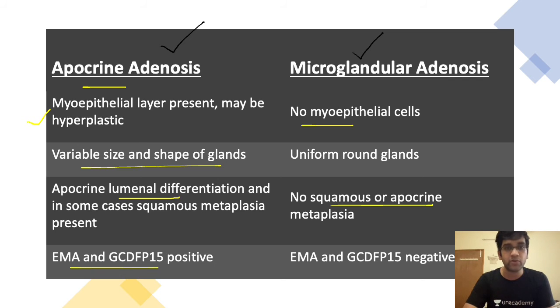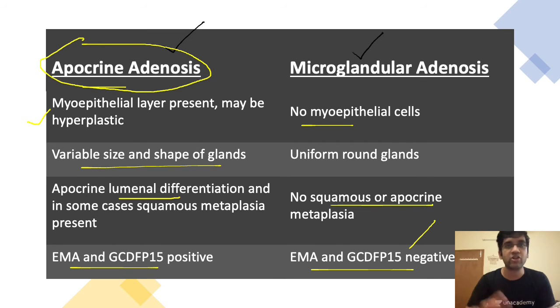EMA and GCDFP positive, here EMA and GCDFP negative. This is again important. Again, apocrine adenosis is not a main differential diagnosis for microglandular adenosis. It might be a differential diagnosis for a secretory carcinoma of breast. We have something called a secretory carcinoma of breast. Maybe some time later when we start reading breast pathology in the Unacademy app lectures, we'll see how to differentiate them. GCDFP is a very, very important marker for breast differentiation.